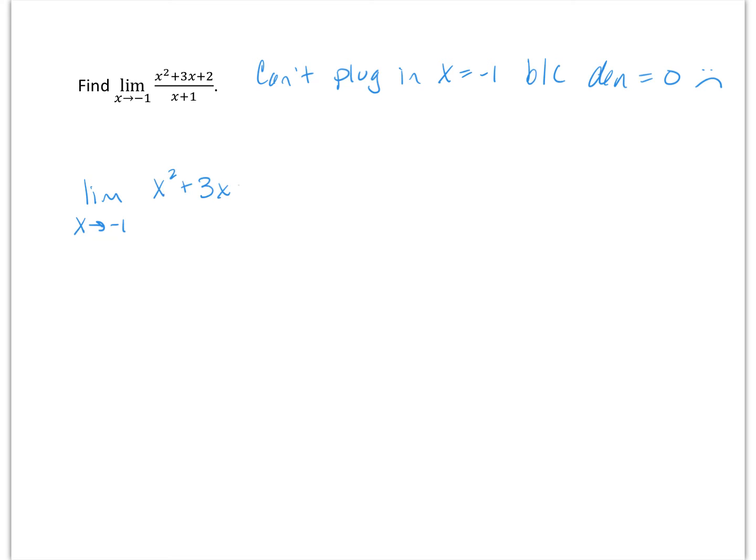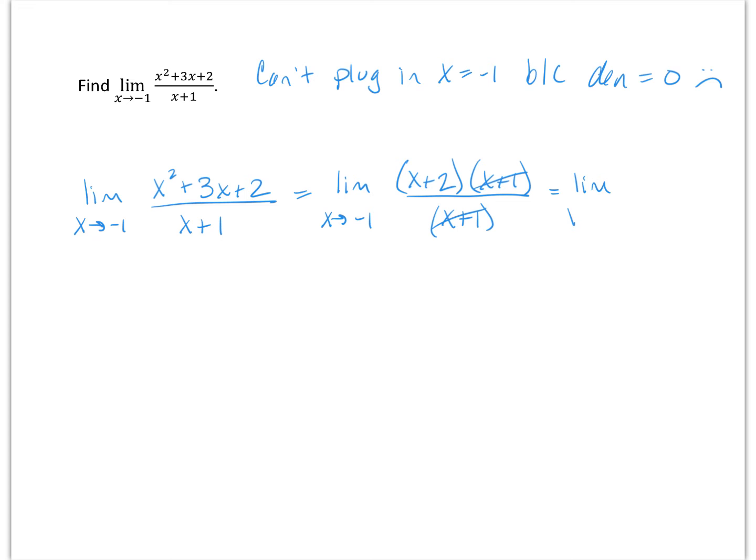squared plus 3x plus 2 over x plus 1 is the same as the limit as x approaches -1 of, let's factor and cancel. So x squared plus 3x plus 2 factors to x plus 2 times x plus 1 over the denominator x plus 1. And then my x plus 1's cancel. And I get the limit as x approaches -1 of x plus 2. And now I don't have a denominator to worry about becoming 0.